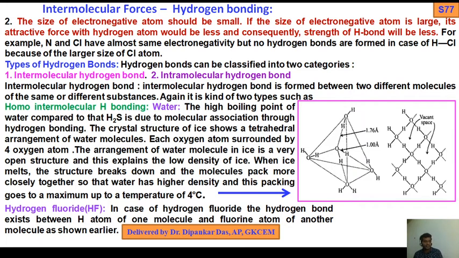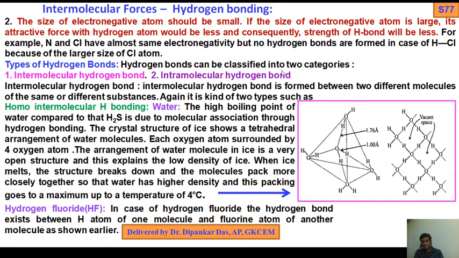Nitrogen and oxygen can form hydrogen bonds. Although the electronegativity of nitrogen and chlorine is the same, HCl cannot form a hydrogen bond due to the large size of the chlorine atom. I think you understood. Next, types of hydrogen bond. What are the types of hydrogen bond?